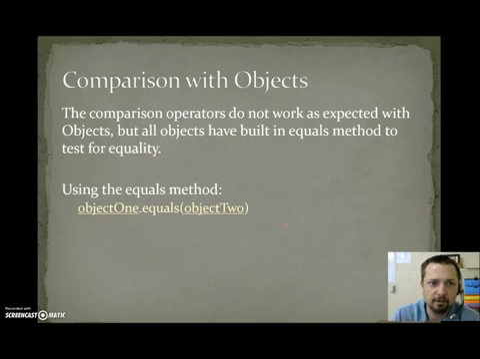Comparison with objects. The comparison operators do not work as expected with objects, but all objects have built-in equals methods to test for equality. The format for using the equals method is object1 dot equals object2. We'll see some examples of that on the next slide. We will go into how the comparison operators work with objects in later chapters. So just know that if you're comparing two strings, you should not be using equal equal, or not equal.